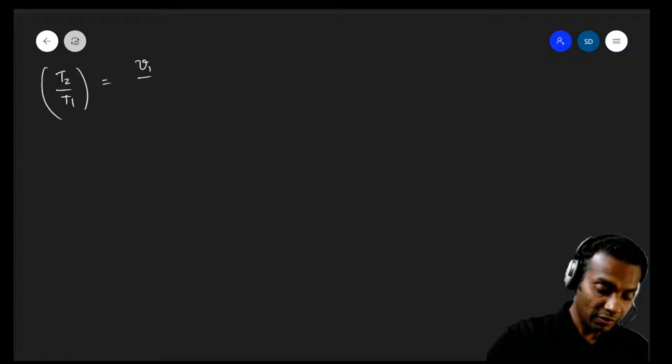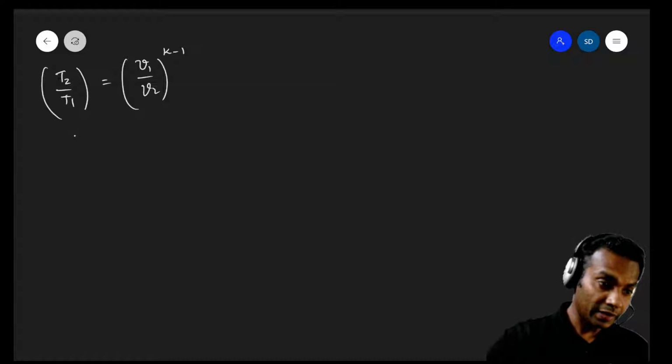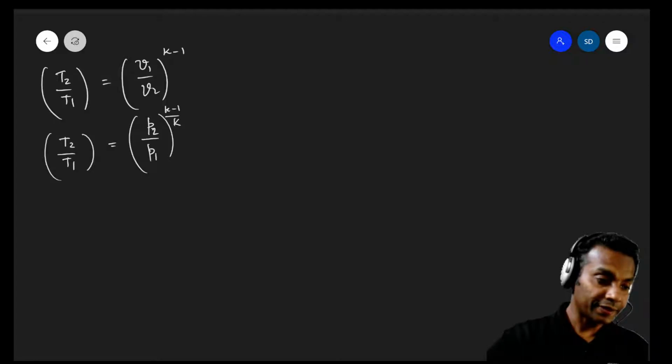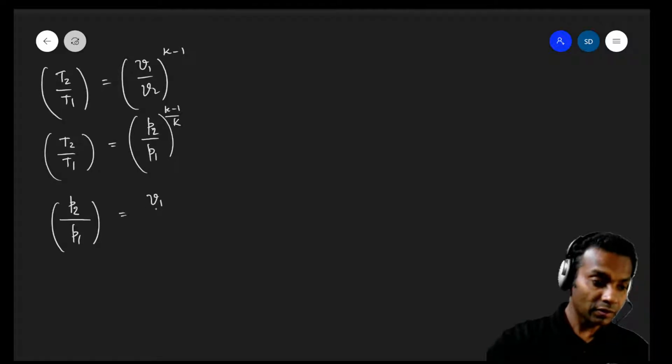I can write the first one, we got T2 over T1 equals V1 over V2 to the power K minus 1. The second is T2 over T1 equals P2 over P1 to the power K minus 1 over K. And third, the last one, P2 over P1 equals V1 over V2 to the power K.